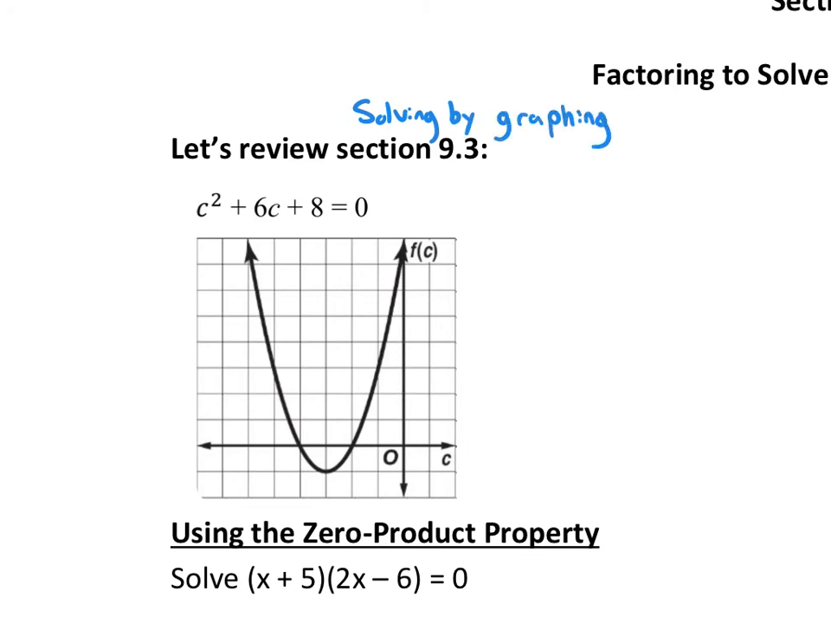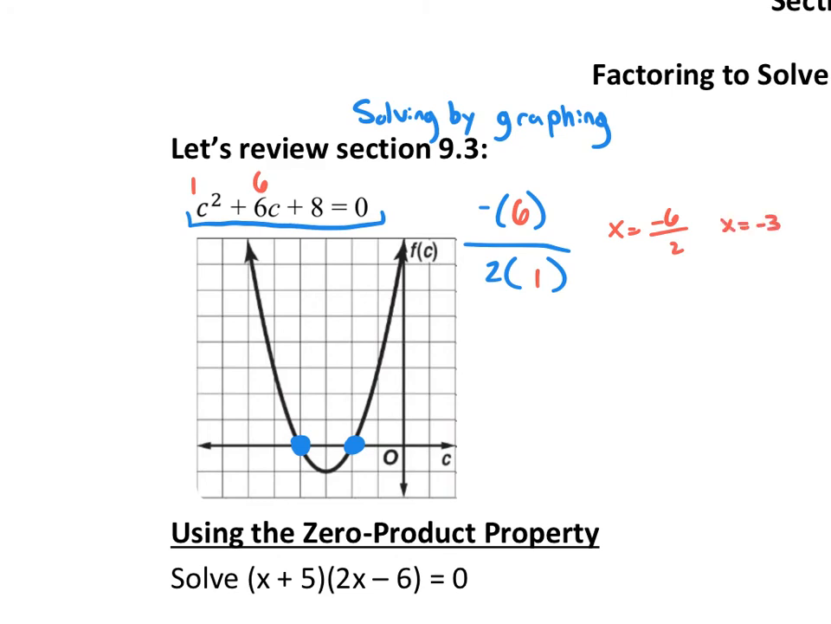Here's how we did it. We'd ultimately be given an equation. We'd have to graph it, and we'd be looking for the two x-intercepts. And we did this by doing negative b divided by 2a, where b is 6 and a is 1. And that gave us the x-coordinate of our vertex. And then we put that into a table. We put the negative 3 right here.